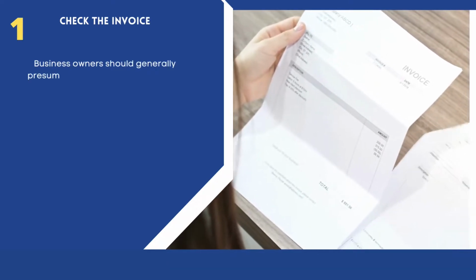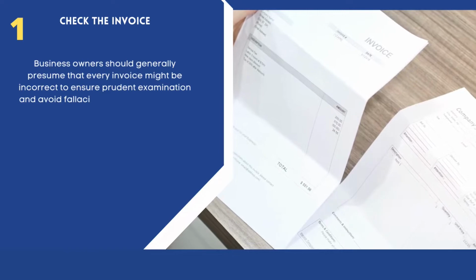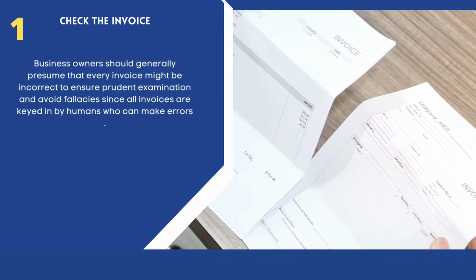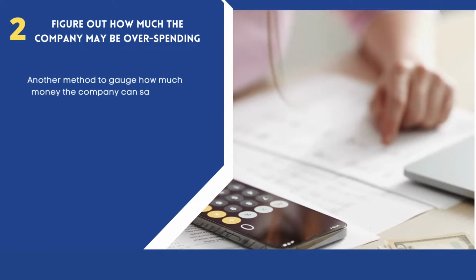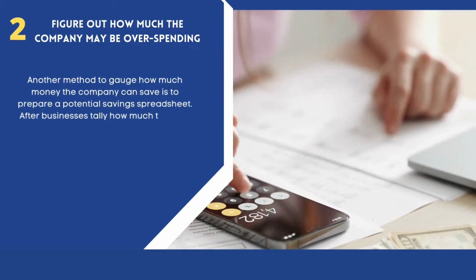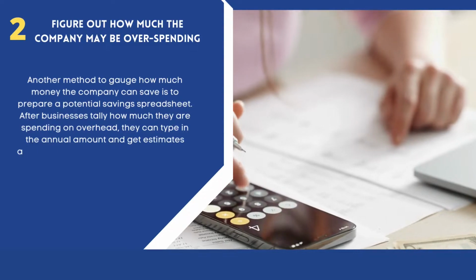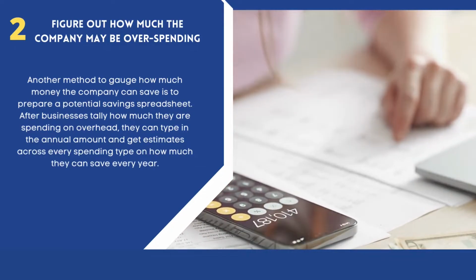1. Check the invoice. Business owners should generally presume that every invoice might be incorrect to ensure prudent examination and avoid fallacies, since all invoices are keyed in by humans who can make errors. 2. Figure out how much the company may be overspending. Another method to gauge how much money the company can save is to prepare a potential savings spreadsheet. After businesses tally how much they are spending on overhead, they can type in the annual amount and get estimates across every spending type on how much they can save every year.